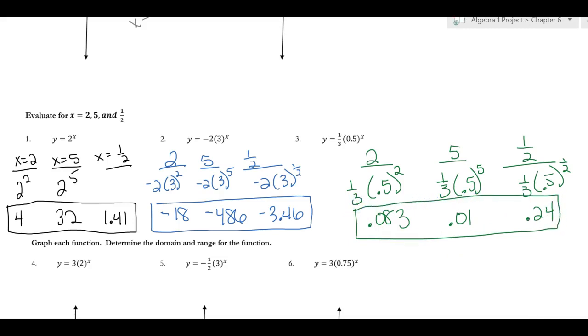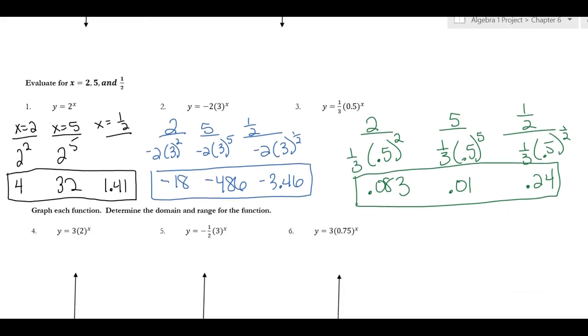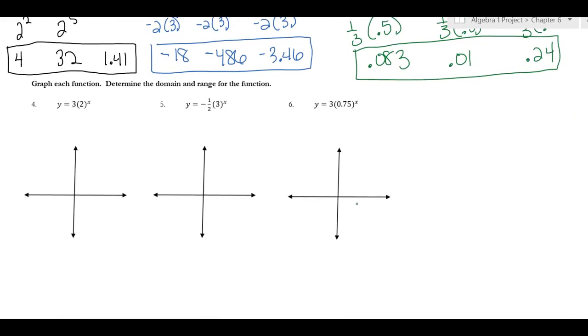Okay? So these are just substituting, and you use your calculator to help you find it. All right? When we do some graphing down below, we're going to have to use this process again. All right, so let's graph this and then determine the range and domain. All right, so this number is 3, so I know it's going to cross at 3.